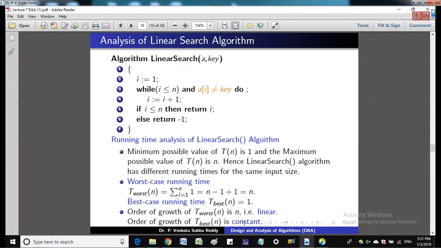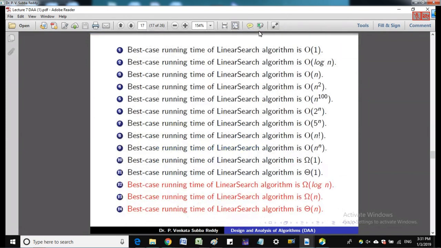Now I ask you some questions based on this. We represent the worst case and best case running time of linear search using asymptotic notations. Now we are more familiar with asymptotic notations, so we should be able to represent this using them. I have given different examples. First one: the best case running time of the linear search algorithm is big O of 1. Is it correct or not?